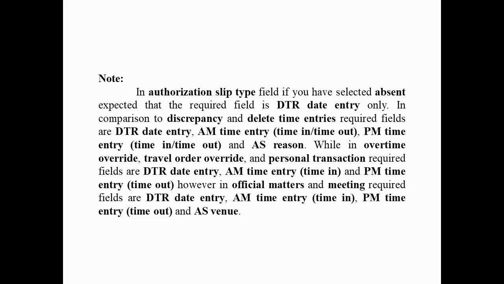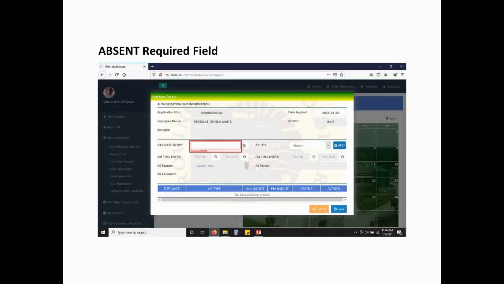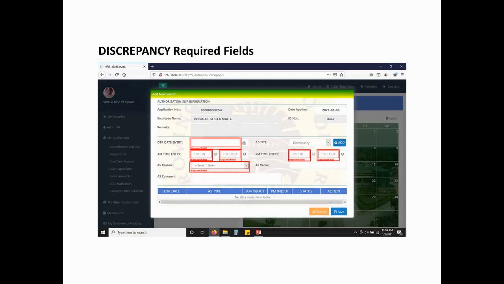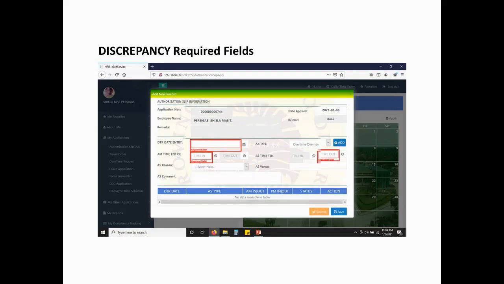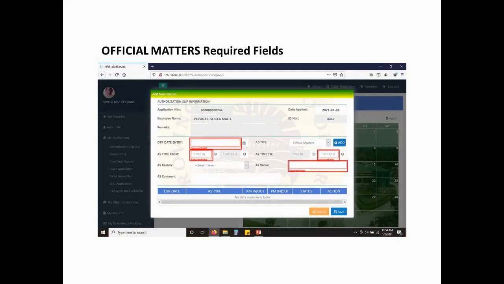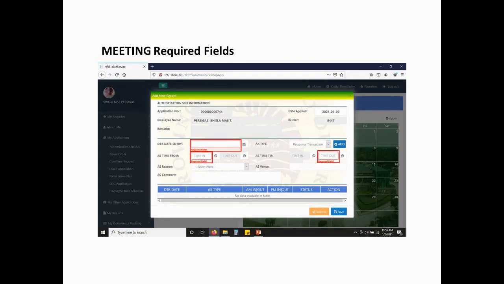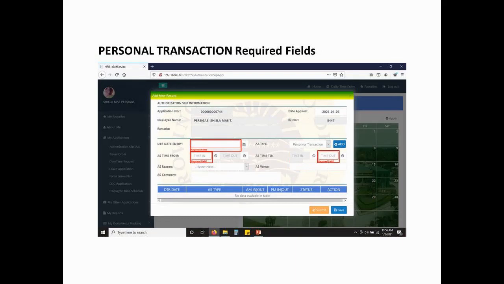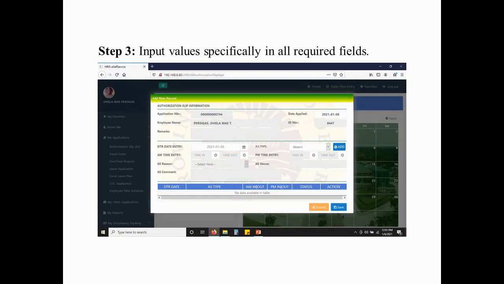Time out. However, in official matters and meeting, required fields are DTR date entry, AM time entry, time in, PM time entry, time out, and AS venue. Absent required fields. Discrepancy required fields. Overtime override required fields. Travel order override required fields. Official matters required fields. Meeting required fields. Personal transaction required fields.